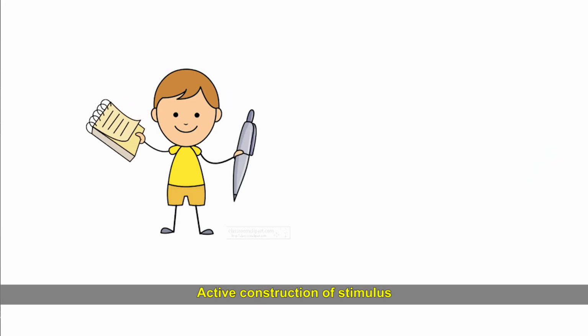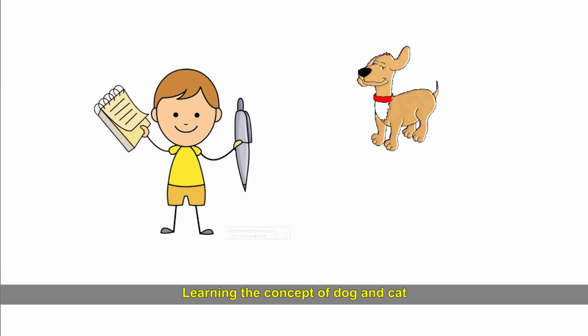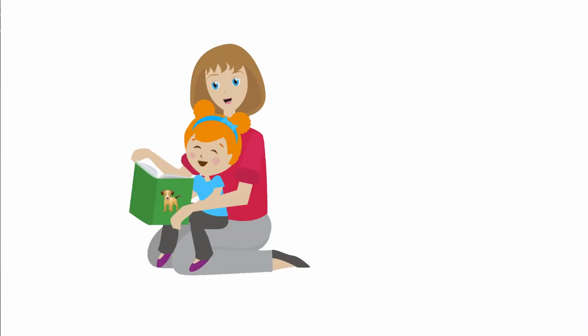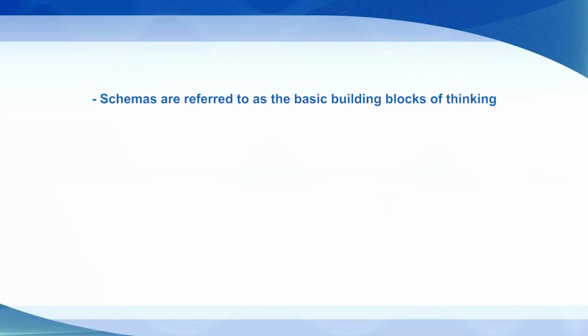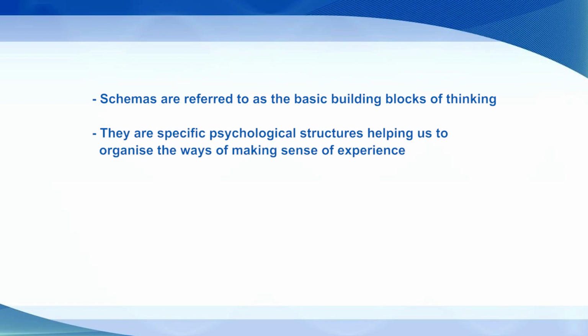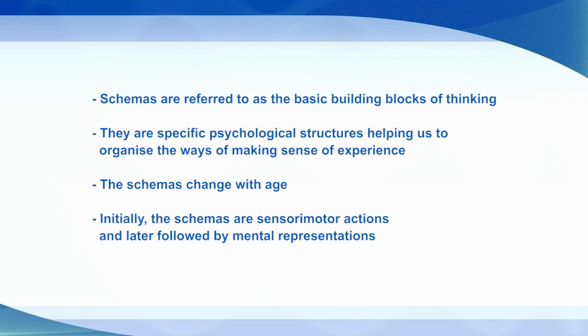Let us understand the process of thinking and active construction of stimulus by a young child in learning the concept of a dog and cat. A child looks at a picture book with the mother beside him and the mother identifies a picture as doggy. The child's mind constructs a schema on dog, as dog has 2 ears, 4 legs and a tail. Schemas are referred to as the basic building blocks of thinking. They are specific psychological structures helping us to organize the ways of making sense of experience. The schemas change with age. Initially, the schemas are sensory motor actions, later followed by mental representations.